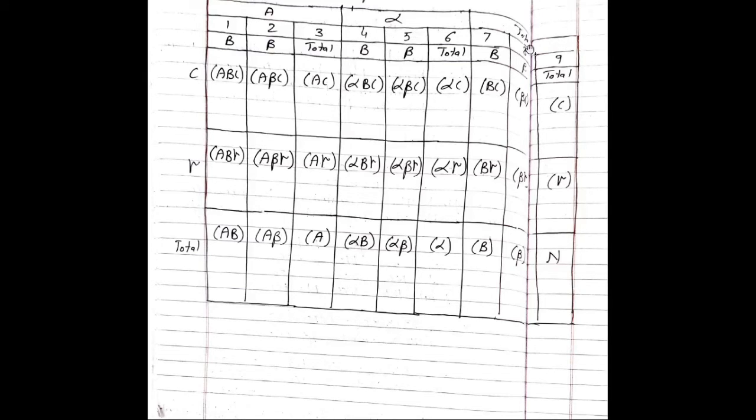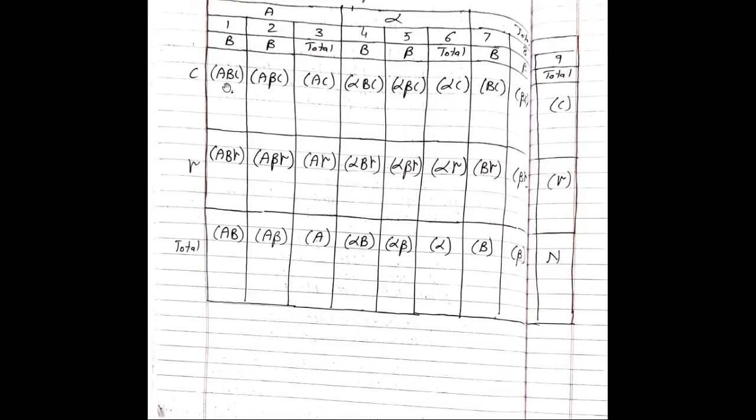So there are a total of 9 columns. The first 3 columns are written as A, the second 3 columns are written as alpha, and the third 3 columns are written as total. In the second row we will number the columns 1, 2, 3, 4, 5, 6, 7, 8, 9. In the third row we will write B, beta, total, B, beta, total, B, beta, total. Then the next row is C, gamma, total.